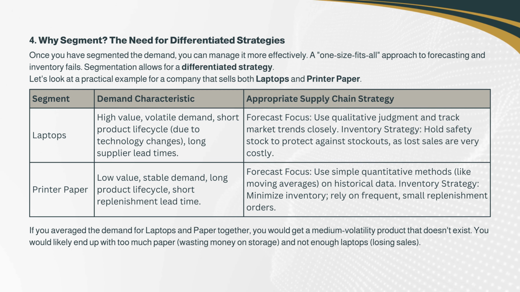If you average the demand for laptops and paper together, you would get a medium volatility product that doesn't exist. You would likely end up with too much paper, wasting money on storage, and not enough laptops, losing sales.